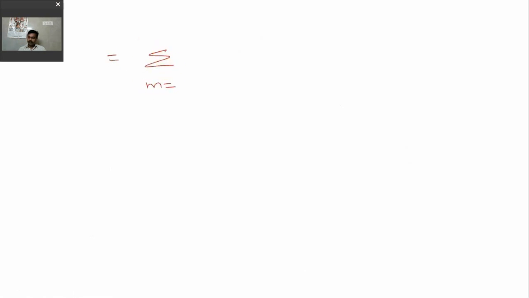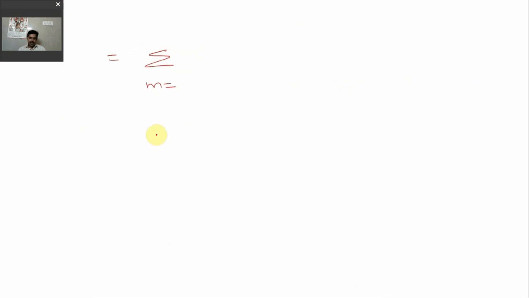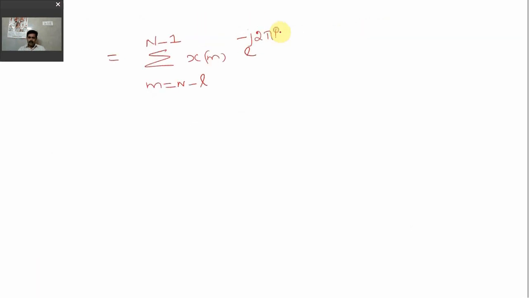Your limit has changed from m equal to N minus L to N minus 1, x of m into e to the power minus j 2 pi k by N of m plus L minus N.